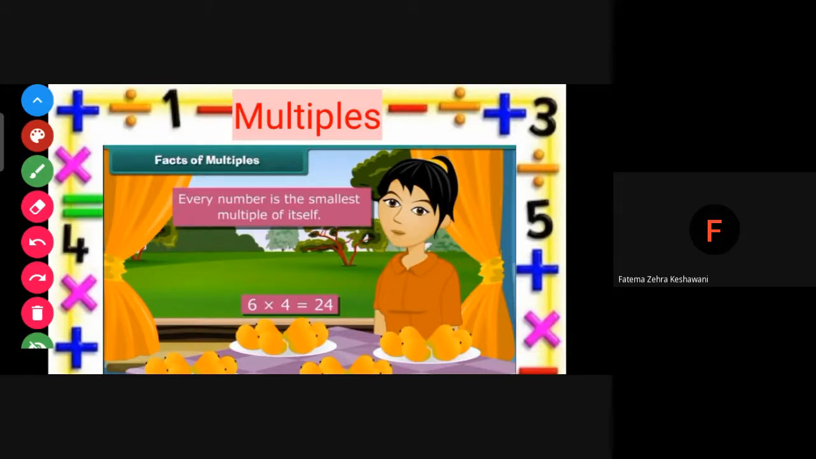So now I'm explaining the notes, meaning some theories of this. The first one I have explained, now this is the second one. Every number is the smallest multiple of itself. So let's make a list of multiples of 4.